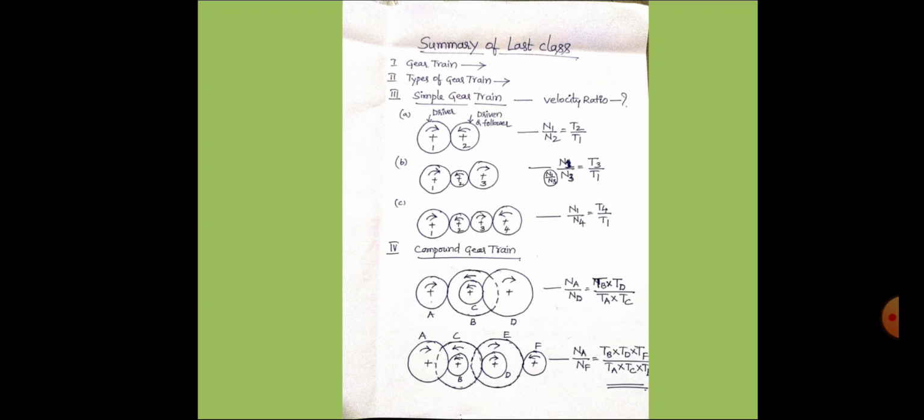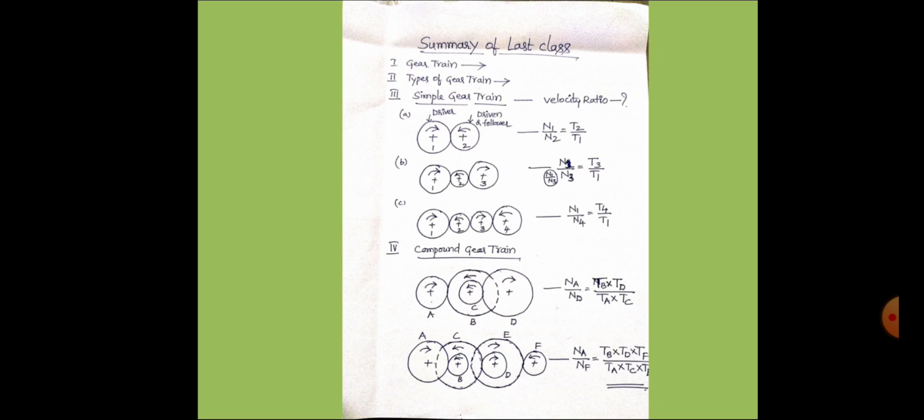Similarly, when the distance between the driver and the driven is far, or when there is a gap between the driver and the driven, between which I would like to transmit power, then I can use intermediate gears. That we call idle gears. Now if I look at figure B, it is also a simple gear train, but in between the driver and the driven there is one intermediate gear.